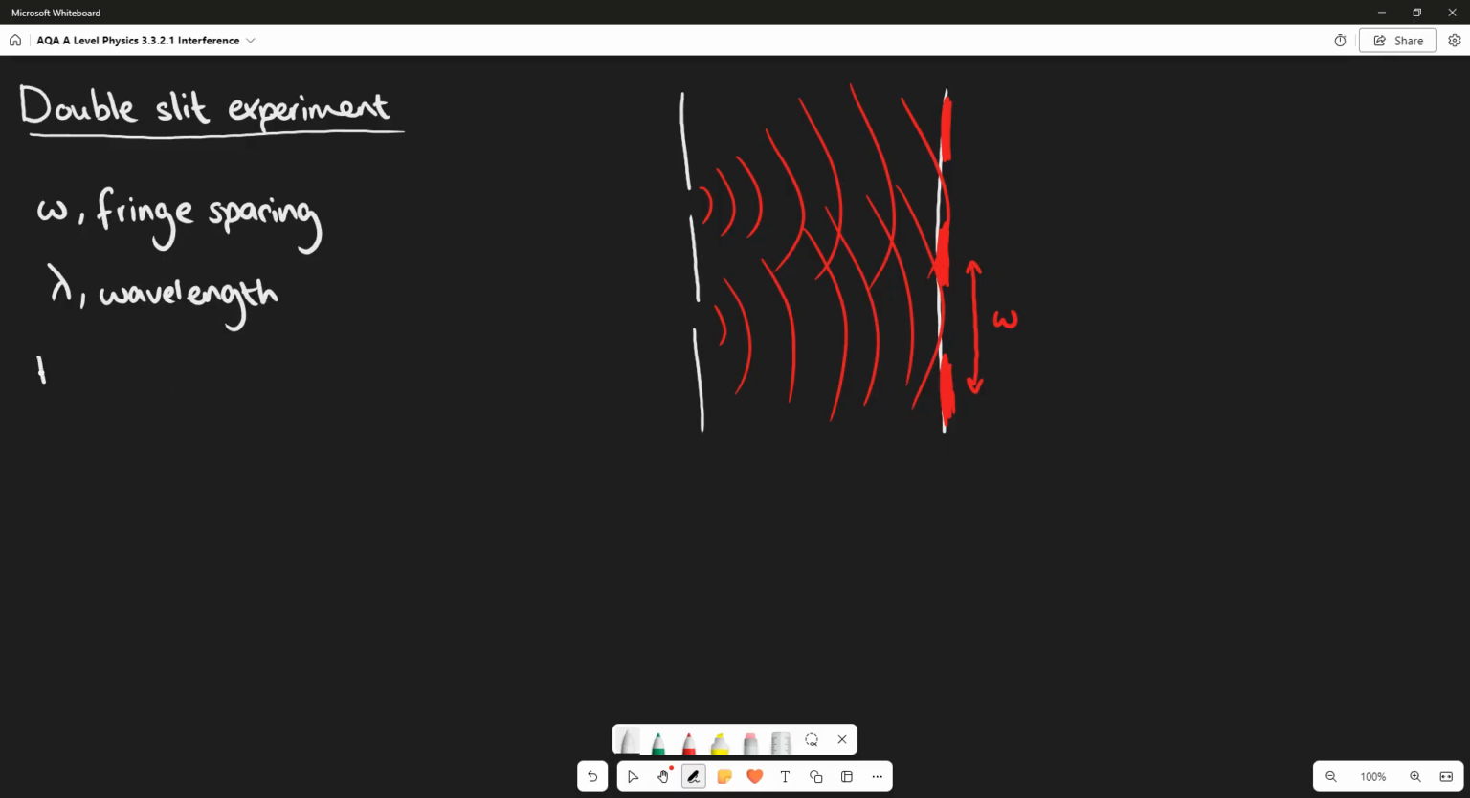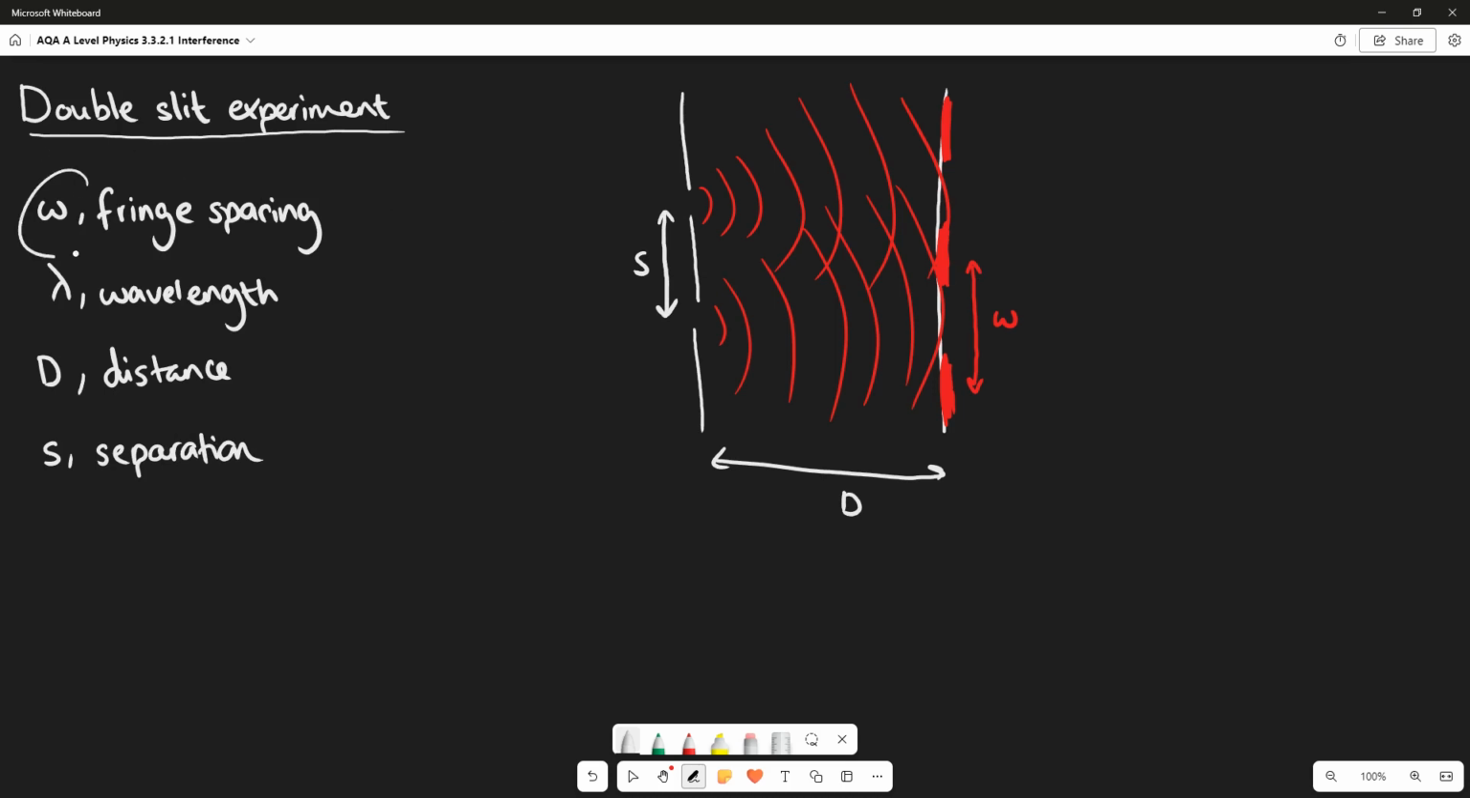We were also looking at the distance between the slits and the screen. And we were looking at the separation of the slits as well. Okay, and when we changed these variables, we observed changes in the fringe spacing. We noticed that if you increase the wavelength, then the fringe spacing increases. So we have a proportional relationship.